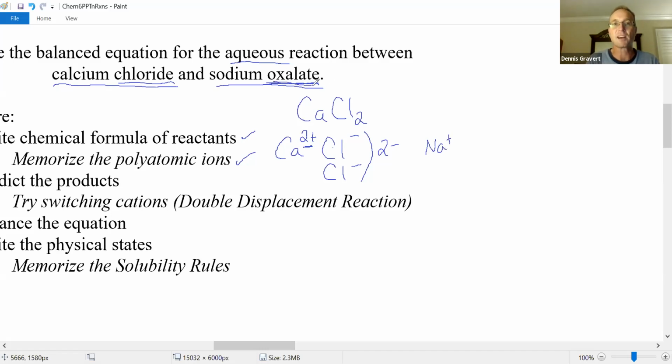And then we're stuck with oxalate. We'd have to go look at the polyatomic ions, but we're supposed to memorize it. It's actually C2O4 2-. And that's not the formula for the whole compound, right? We need to balance the charge. So two sodiums, right, to get a net plus two charge, to balance oxalate's negative two. So the full chemical formulas of our reagents are CaCl2 and Na2C2O4. That was step one.